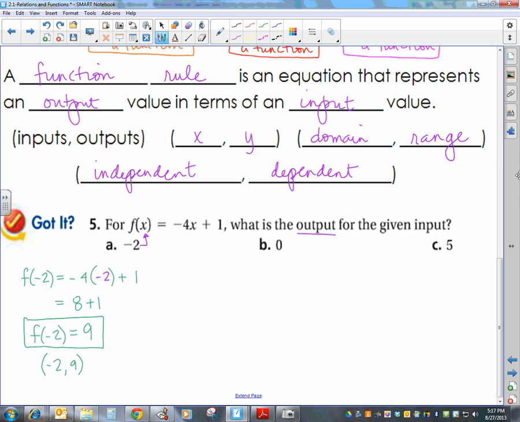All right, let's do f of 0. F of 0 says negative 4 parentheses, and what am I going to put inside my parentheses? I'm going to put 0. And now I simplify it. Negative 4 times 0, of course, is 0. So f of 0 is equal to 1, or the corresponding ordered pair would be (0, 1).